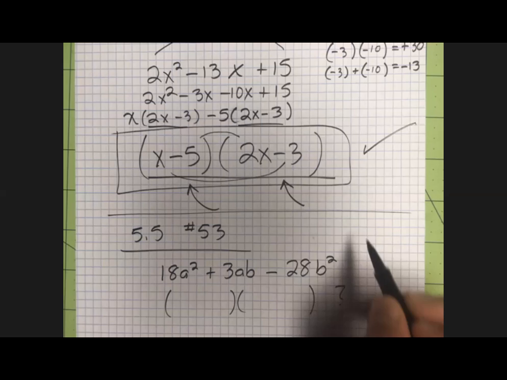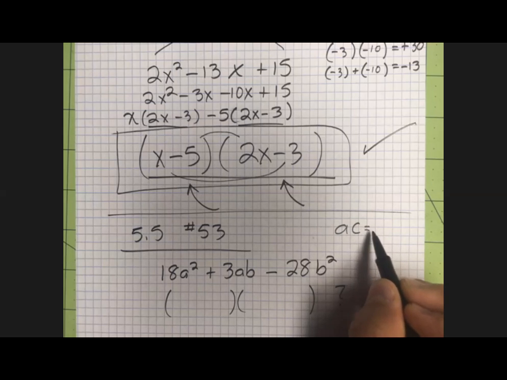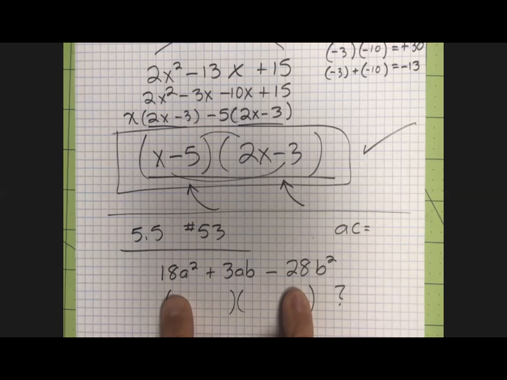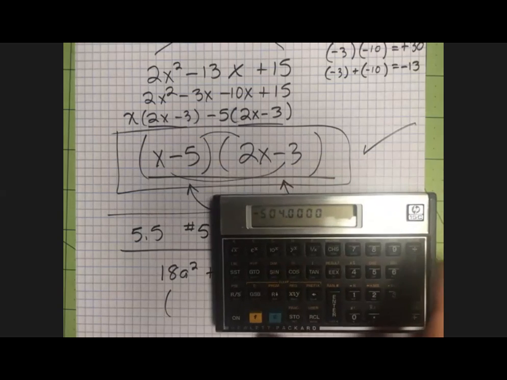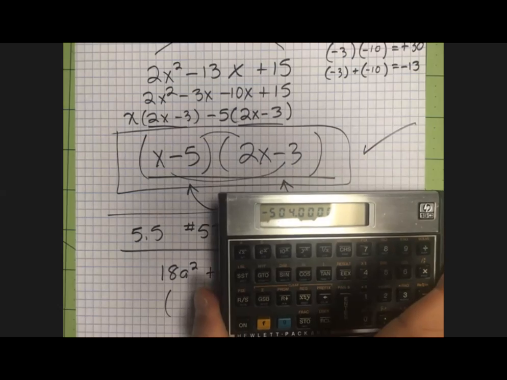Let's try it out. What's the A times C? Now, I don't enjoy this, but I can multiply these two even with a calculator. 18 times minus 28. What is that? I can pull out my calculator. You can pull out yours. I got, no, not negative 10. I must have typed it in wrong. 18 times 28. I got negative 504. It was a very old calculator.